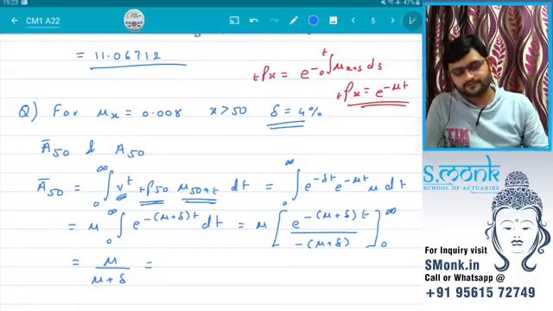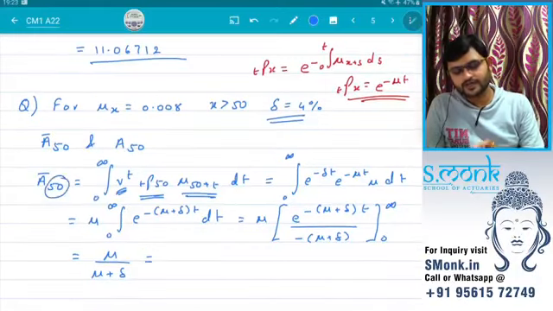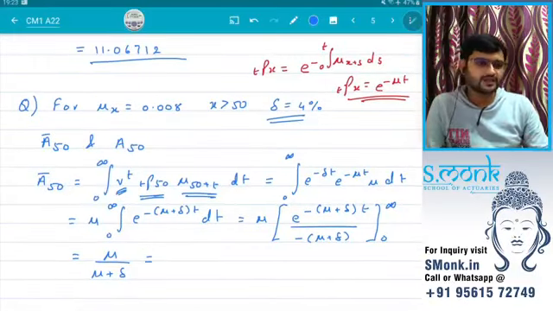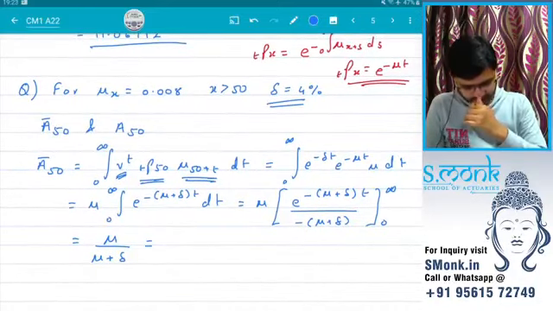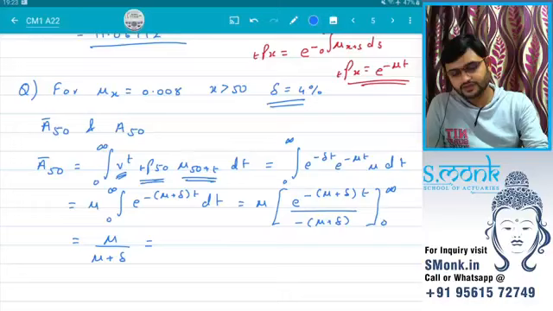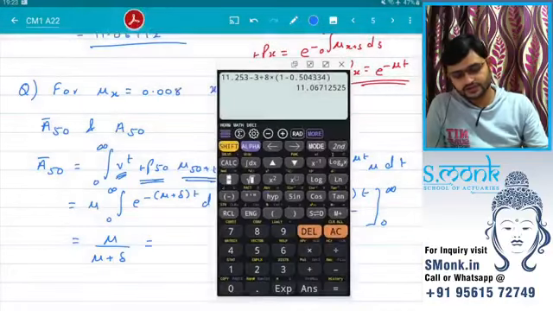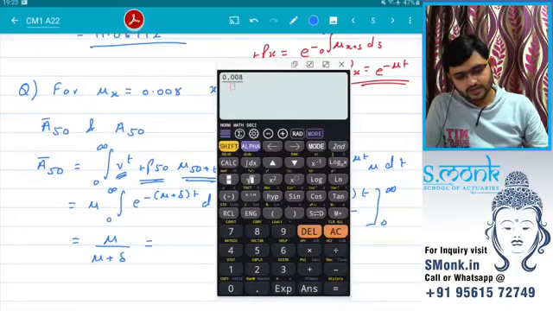Without even knowing the values of mu and delta, this is the value that we will get. And this 50 did not make any difference. It could have been any number, just because the force of mortality is constant. So we know mu is 0.008 upon, I'll have 0.048, which gives 0.16667.